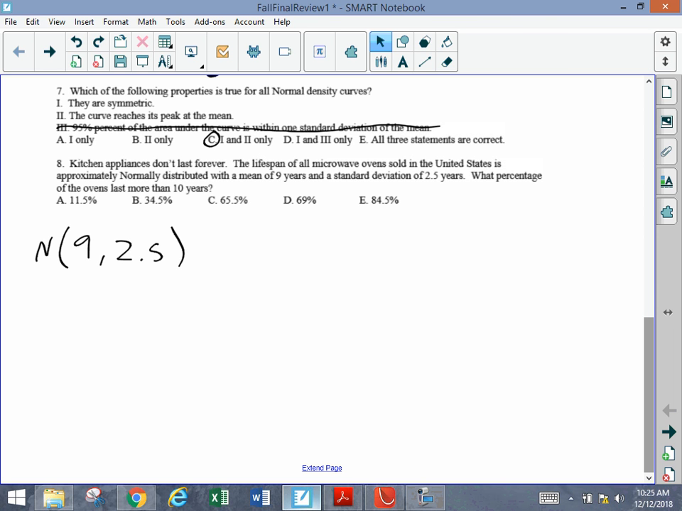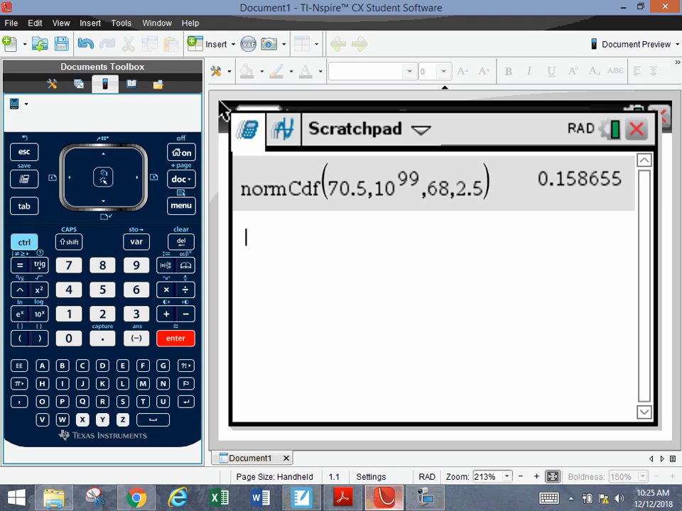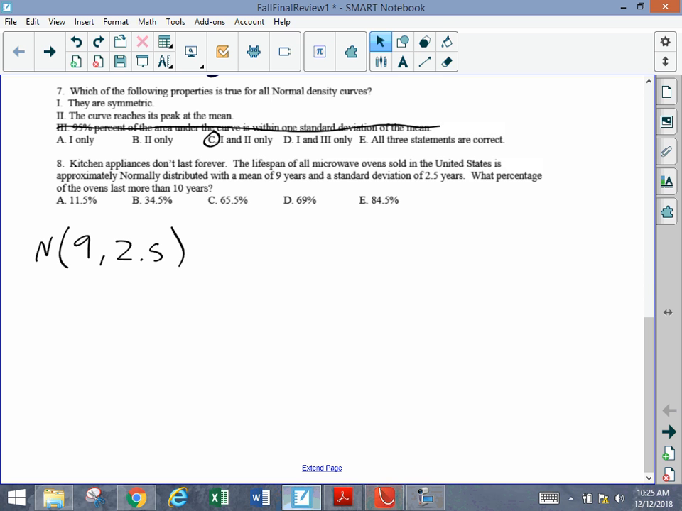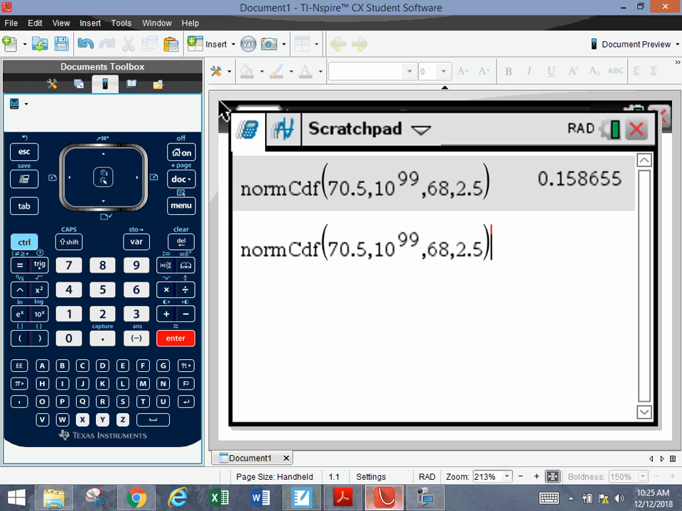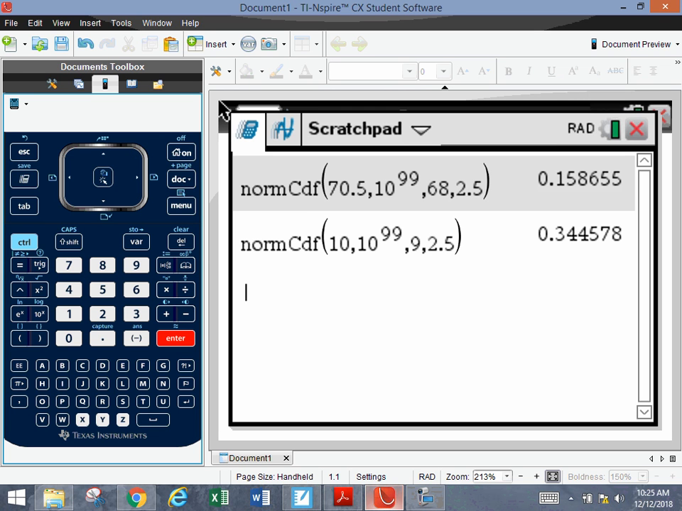We're looking for 10 years. Does it say more than 10 years? Yeah. I almost have this exact thing in here. I can copy it. I'm going from 10 to infinity-ish. And my mean is 9. 2.5, yeah. So, I mean, boom, already done. Quickity quick.